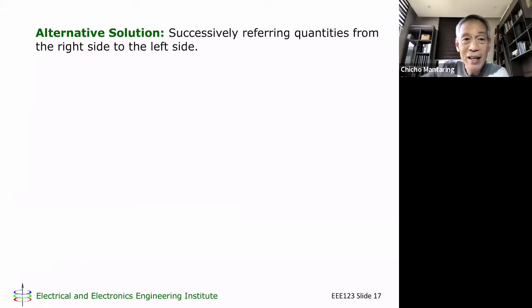Okay, here is another solution. And what we can do here, so I'm going to present to you another solution. And what we do here is successively referring quantities from the rightmost side to the leftmost side. So now what relationship are we going to use? We're going to use Z equivalent is equal to N1 over N2 squared times Z of L.